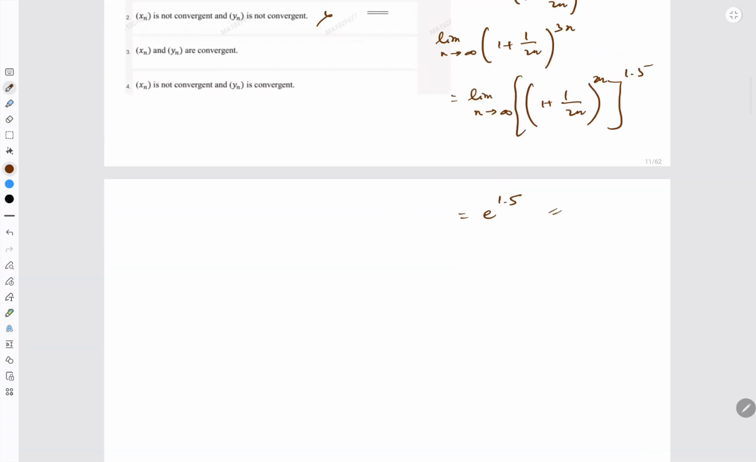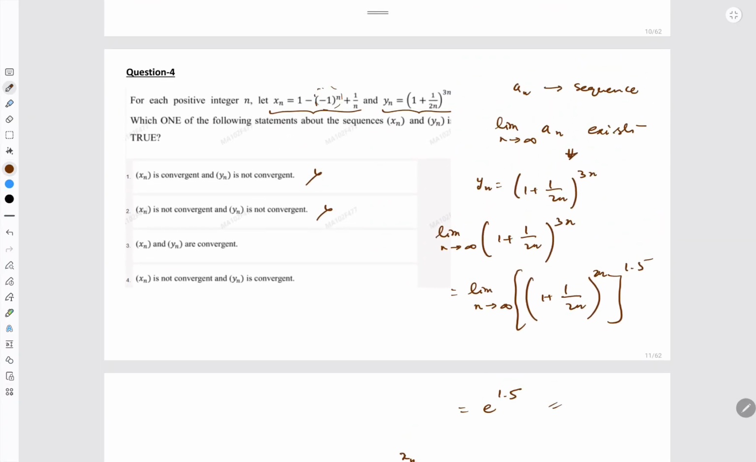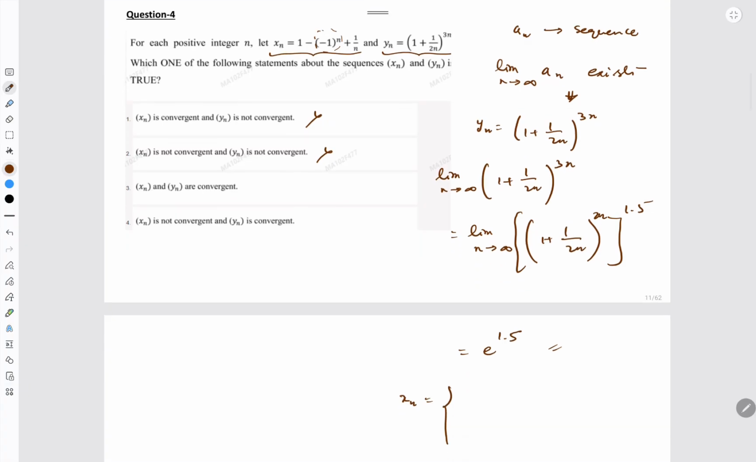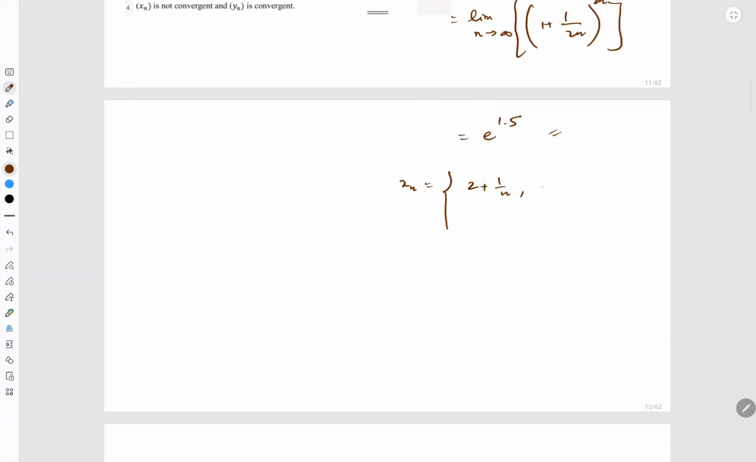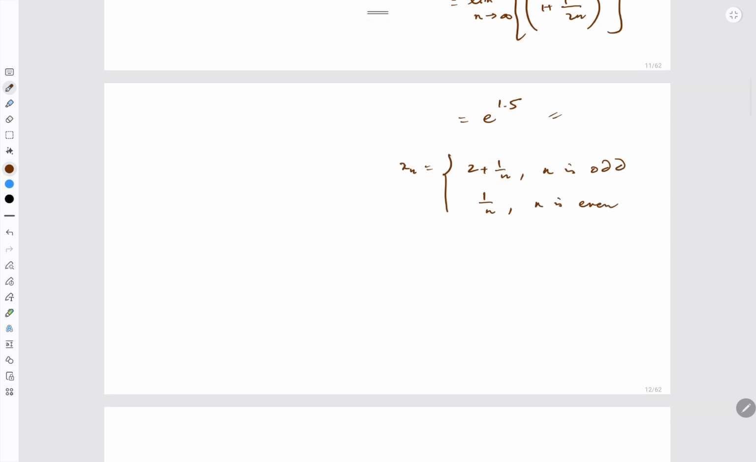So let us check about x_n. So x_n is the sequence. Okay, this quantity depends on n. So if n is odd, this is -1. If n is even, it is 1. So we can actually break x_n apart. If n is odd, what happens? It is 1 minus of -1, that is 2, so 2 plus 1 by n. If n is even, it is 1 by n only, because -1 raised to the power of an even number is 1, so 1 minus 1 is 0. So if I take the limit n tends to infinity of x_n, 1 by n will be 0, right? If n goes to infinity, it will be 2 if n is odd, and 0 if n is even.